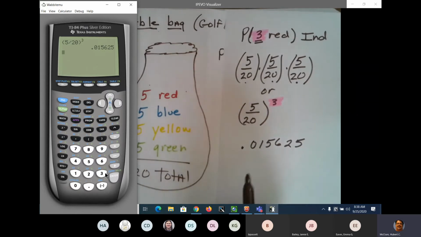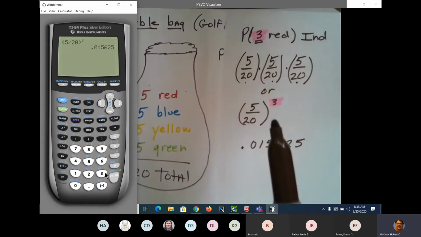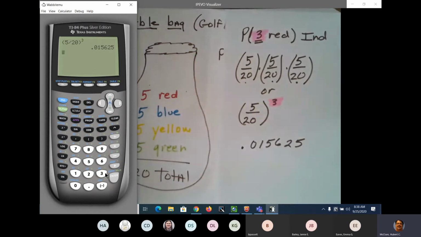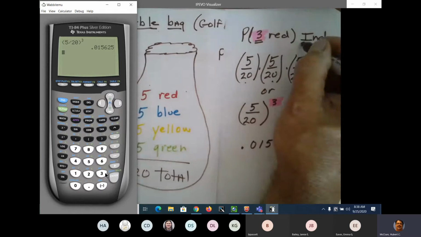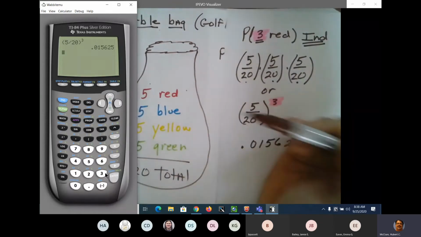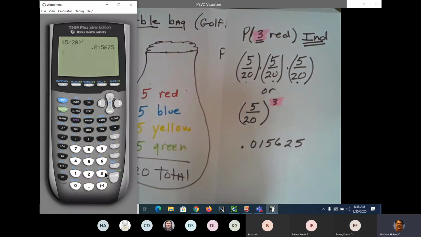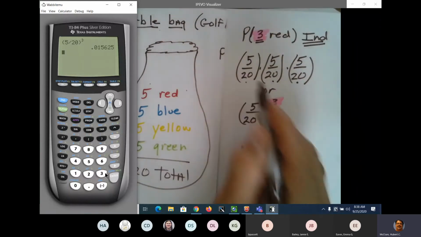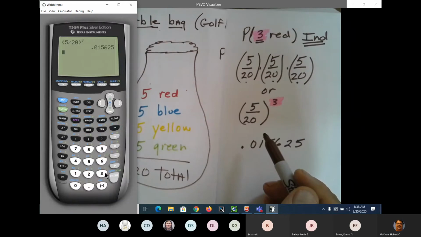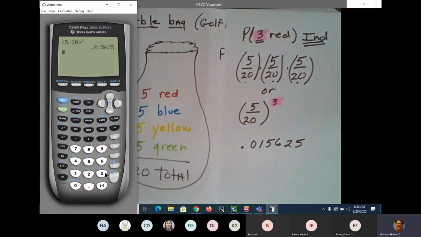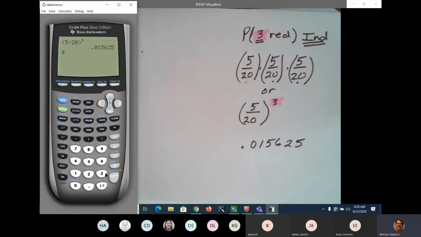The second type, and the most popular, is 3 reds, or 3 kings, or 3 blues. What is the probability of picking those in 3 draws, picking 3 blues, or picking 3 reds, with replacement? That means after I draw a marble, I write down what I got, and then I put it back in the bag. And therefore the 20s don't change and the 5s don't change.